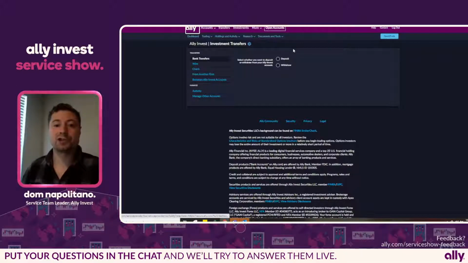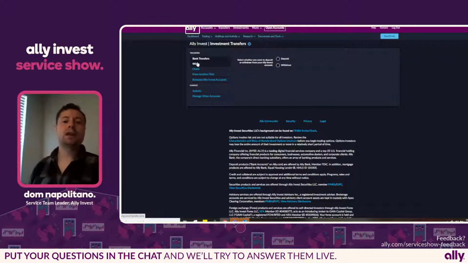So you can submit those transfers online, and they will be available immediately in your account. Now, if you don't have an Ally bank account, the best way around that would be a wire transfer. So the wire transfer will be initiated from your banking side. And once you initiate that, it can take about 1 to 2 business days to arrive, but those funds are available immediately once they hit your account, regardless of the amount.